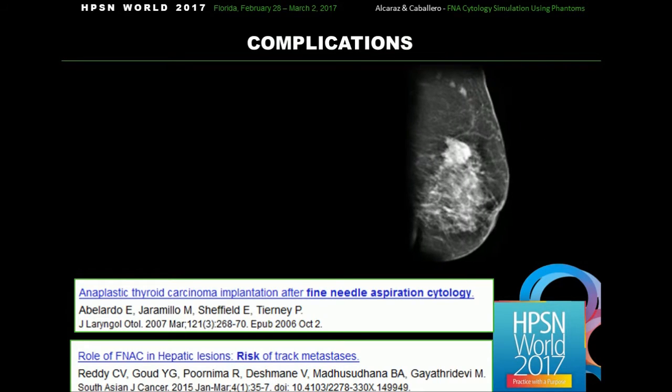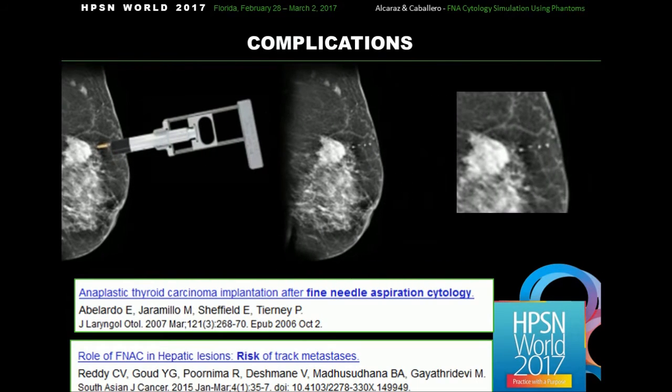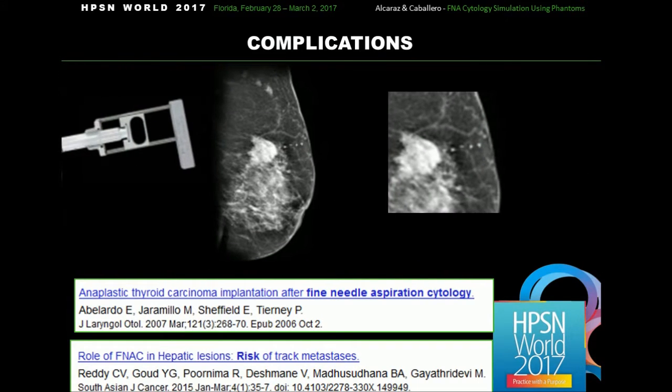Another possible complication, but rarely described, is the metastatic seeding. We have here a breast carcinoma and if you spend a lot of time inside the lesion, it is possible to produce a track of tumor cells along the way.